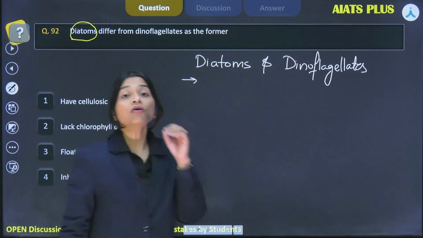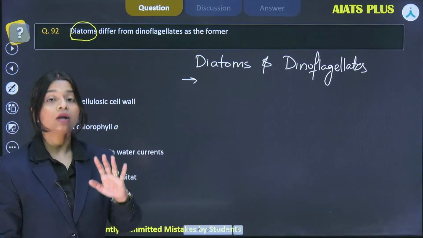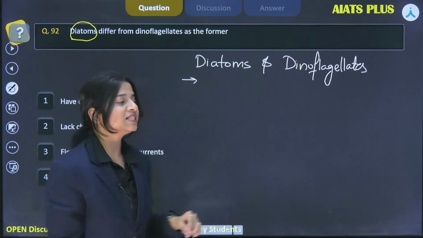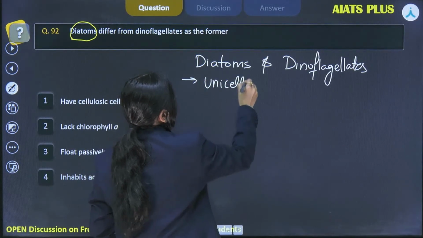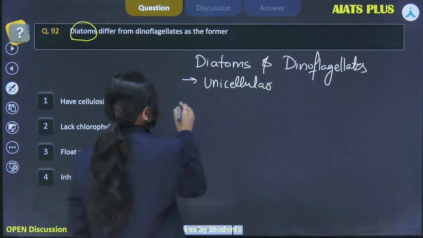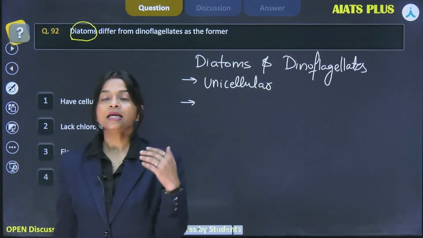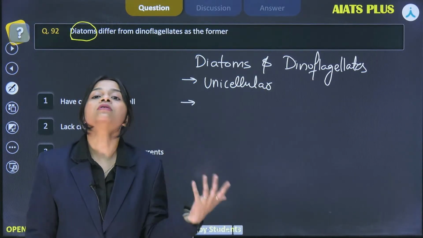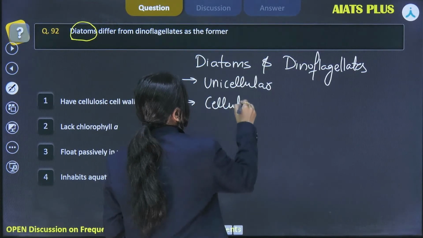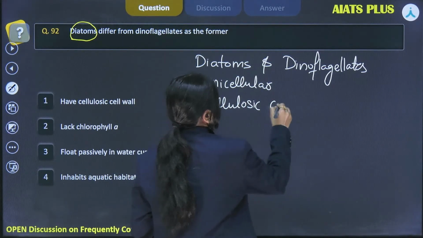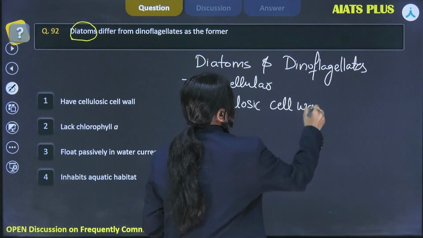Right? What are the common features between them? First of all, because they belong to the kingdom Protista, they are unicellular. Both of them are unicellular. Secondly, we see they have the presence of cellulose in the cell wall. So we can say cellulosic cell wall. This is a common characteristic.